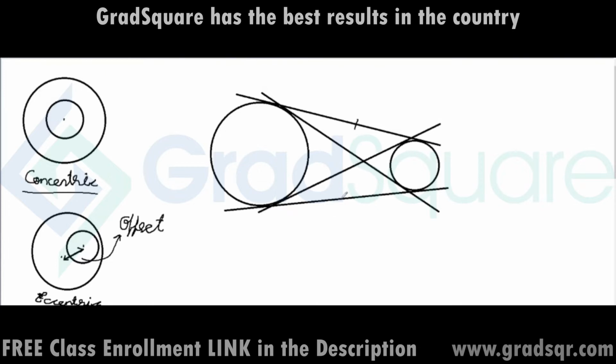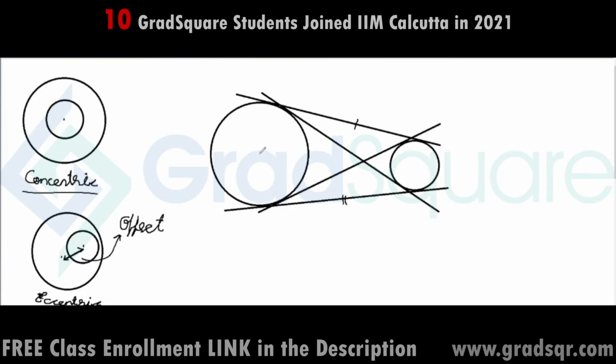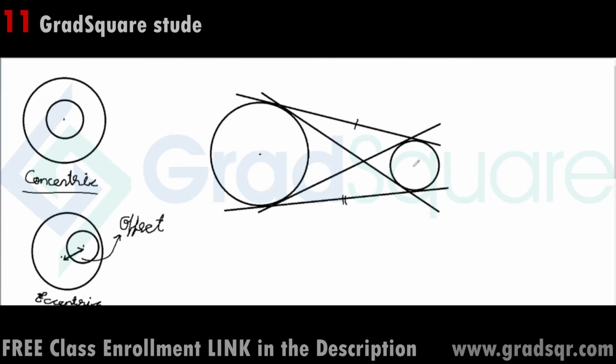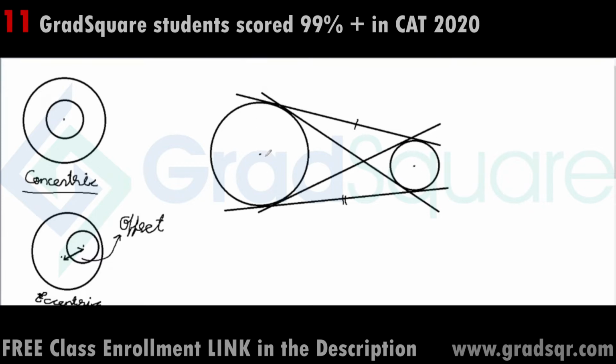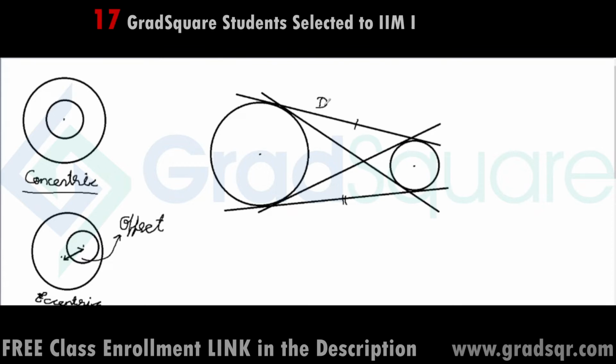Now this tangent here and this tangent here are present on the same side of the center of both the circles. What do I mean by same side of the center? If I take the circle center here and the circle center here, then this tangent is present above both the centers. This tangent here is present below both the centers. So these 2 tangents which are present on the same side of the center of both the circles are referred to as DCTs, or direct common tangents.